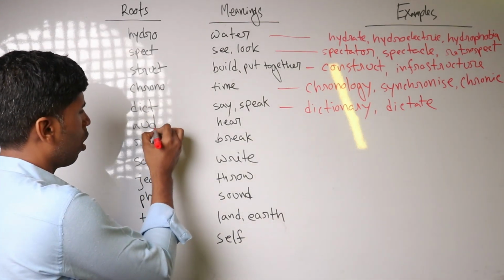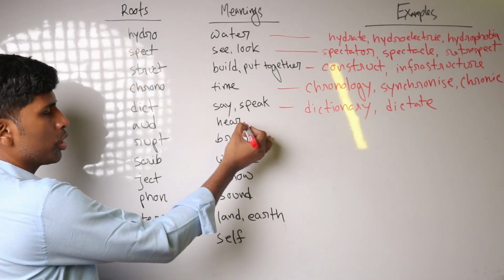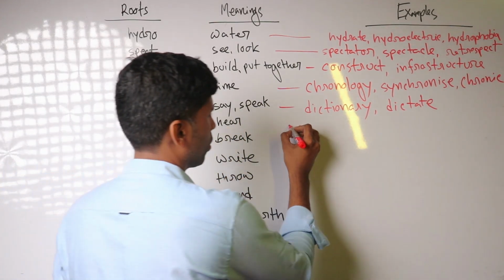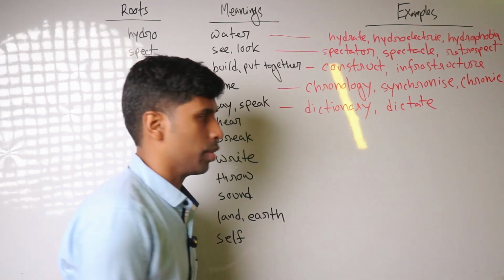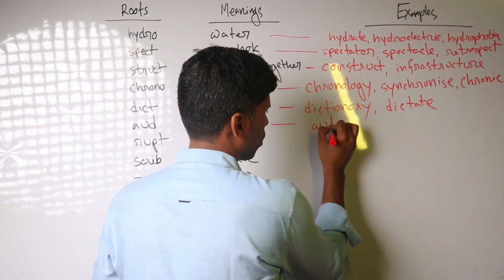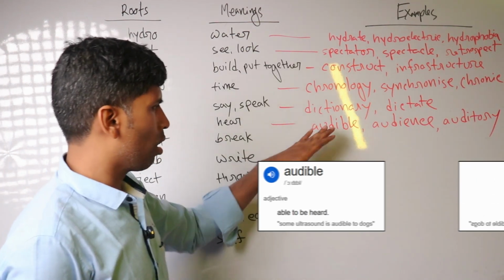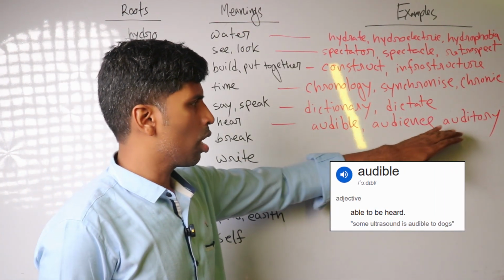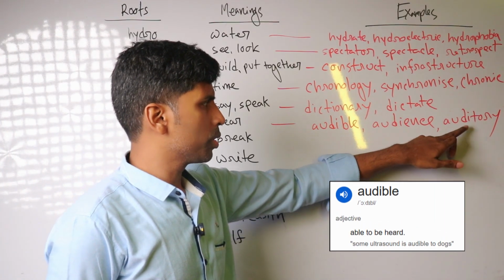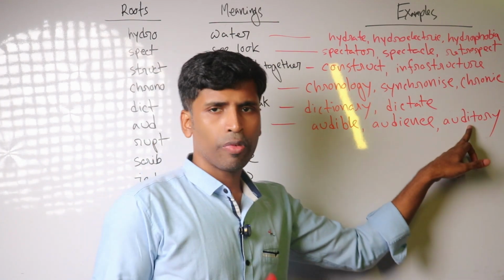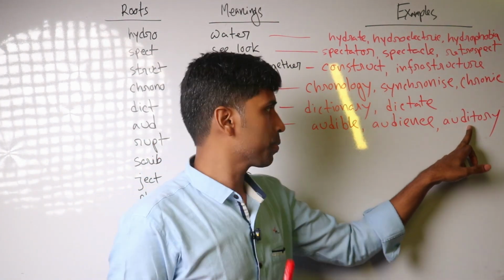Next we have aud, A-U-D, aud. This means to hear, something to do with hearing, okay? Audible, audience, auditory. So this means related to the sense of hearing.